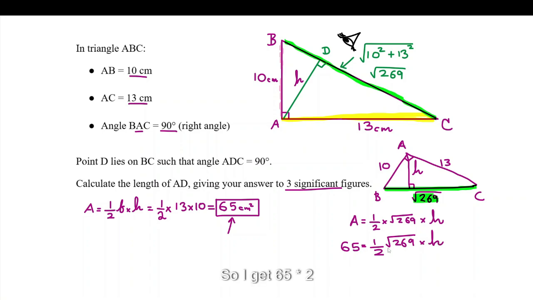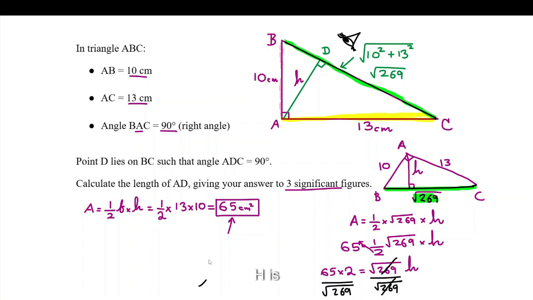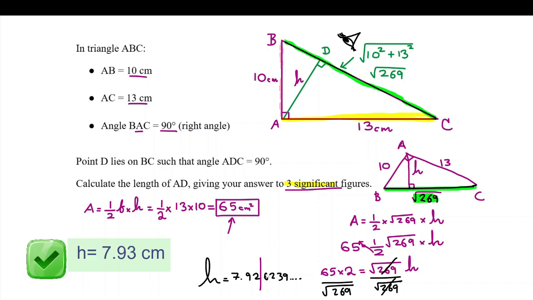So I get 65 times 2 is equal to root 269 H. On the right hand side, these two get cancelled out, leaving just the value of H. So I know H is 65 times 2 over root 269. Let's use it on the calculator. 1, 2, 3. And this is more than 5, so I need to add 1 to this. So the final answer for the height H is 7.93 centimeters.